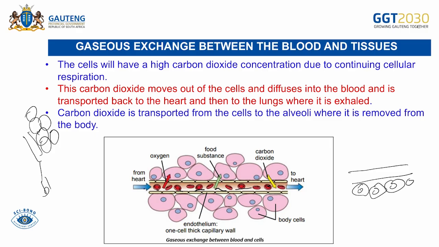So coming from the heart, what's going to happen is that blood is going to be pumped, all right? And then from the cells, carbon dioxide will move from the cells to the blood. Then that carbon dioxide is going to be carried to the heart. The heart is going to pump the carbon dioxide to the lung. Here it is. The CO2 comes from the cells to the blood, from the blood to the lungs, and the lungs will exhale the CO2.